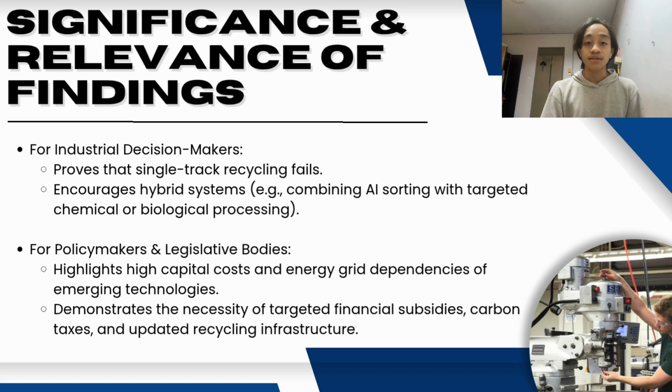For industry leaders, the paper shows that the real future lies in hybrid systems, like using AI to sort plastic first and then sending specific waste to targeted chemical or biological treatment. For policymakers, it highlights that because modern recycling requires so much energy and startup capital, we need targeted financial incentives, carbon taxes, and upgraded infrastructures to make them financially viable.